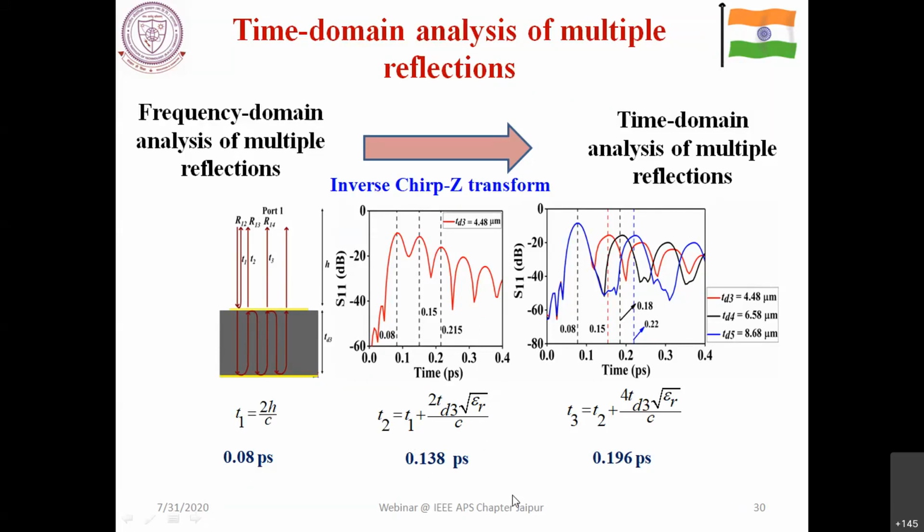If you make the time domain analysis of S11, for 4.48 micron thickness, you can see that the first peak should be at 0.08, and we are getting it at 0.08. The next should be at 0.138, and we are getting it at 0.15. The other is supposed to be at 0.196, and we are getting it at 0.215. So they are quite close to each other, right? And you can extend it for the other cases.